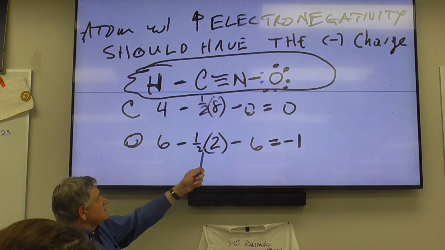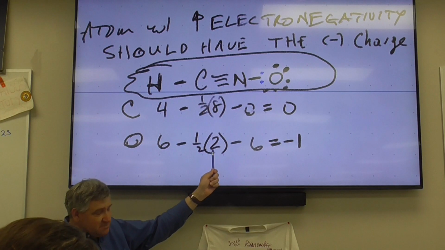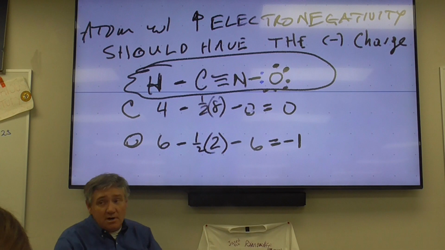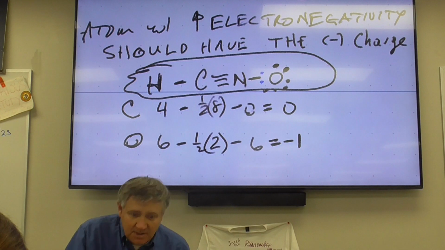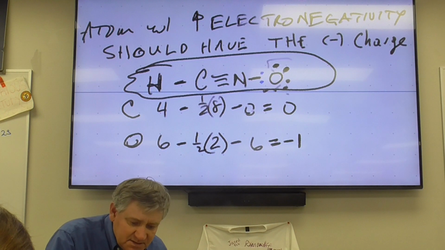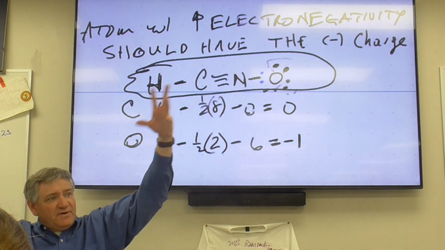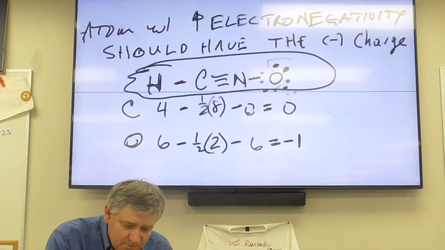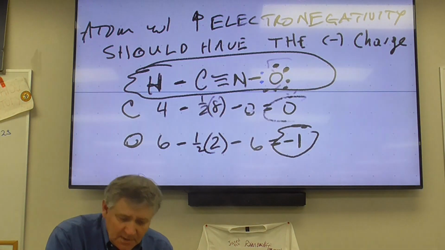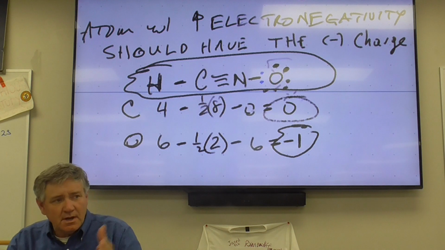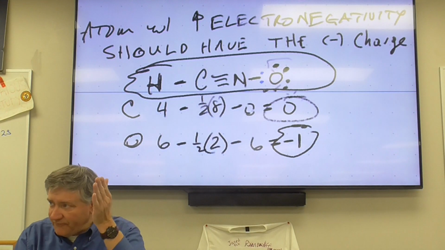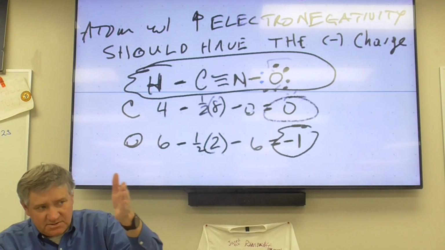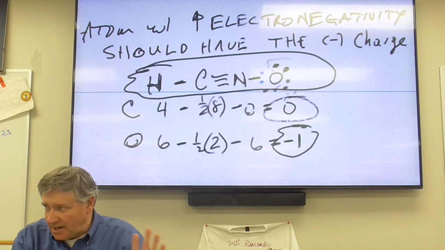So that's 6 minus 1, which gets me 5. And then I subtract 6, which is the number of unbound electrons. So oxygen still has 6 valence electrons that are floating around out there. If you do that, you get -1. So in this structure, oxygen has a formal charge of -1. Carbon has a formal charge of 0. See how I got it?